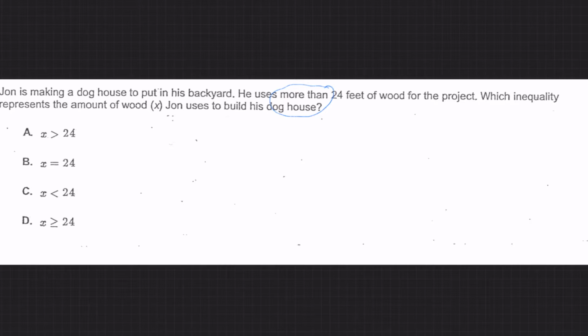Which inequality represents the amount of wood John uses to build his doghouse? So if we use X for the amount of wood John uses to build his doghouse, we know that it needs to be more than 24 feet. So X has to be greater than 24 feet.